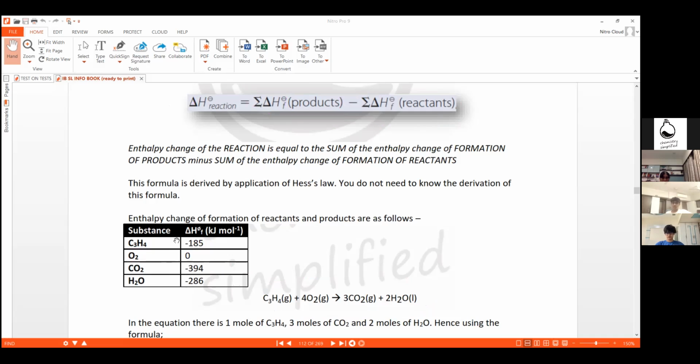And whatever value you get, that is the enthalpy change of this reaction. That's by using the formula. Just to reinforce, if you are using the formation values to find the enthalpy change of a reaction, then you will do products minus reactants. So the total of products minus the total of reactants.